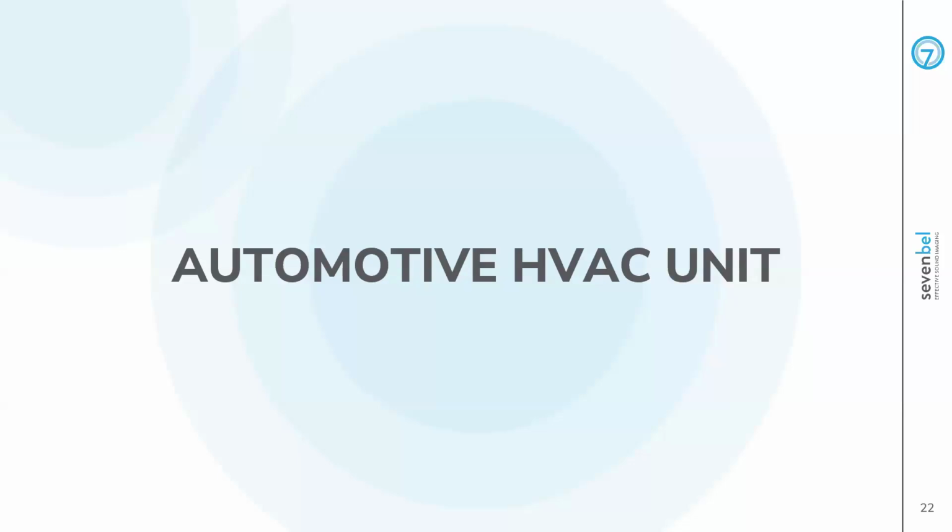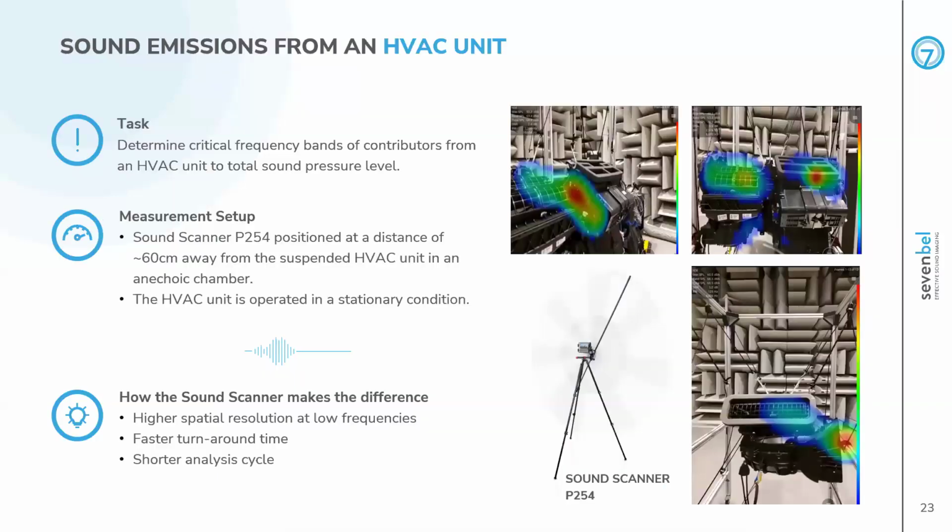There is a simple objective, which is to understand the main sources on this automotive HVAC unit. So this is to be installed in a car. And the idea is to understand what the sources are, to try to mitigate them, but there is no clear target like in the first case.